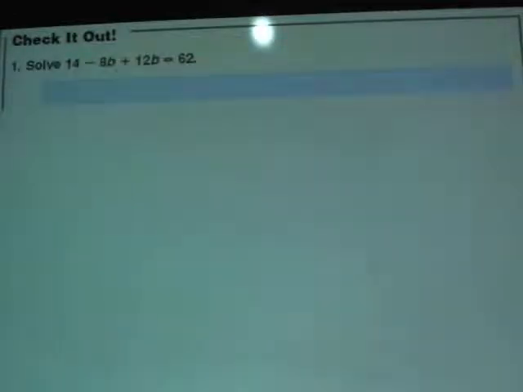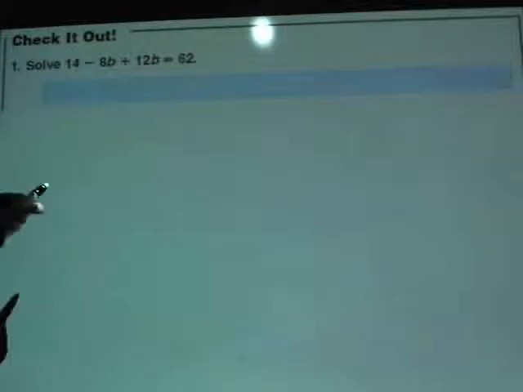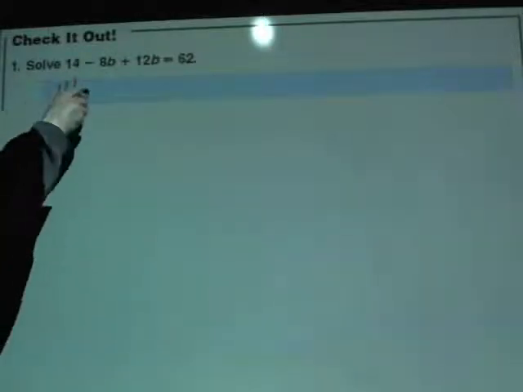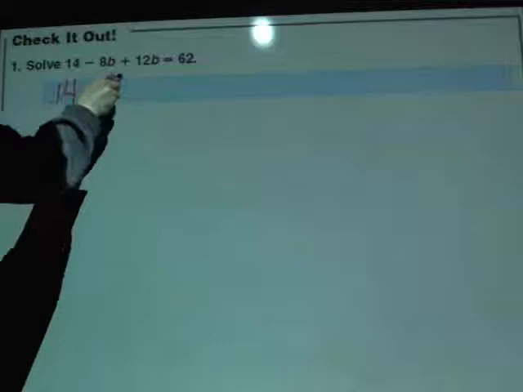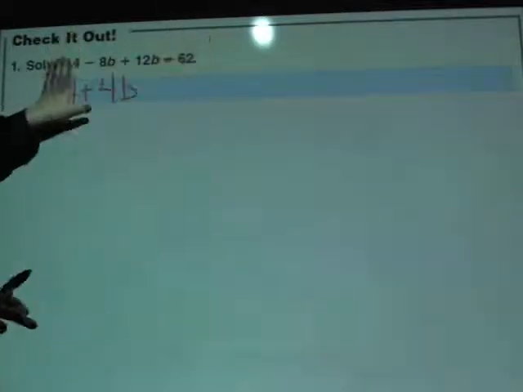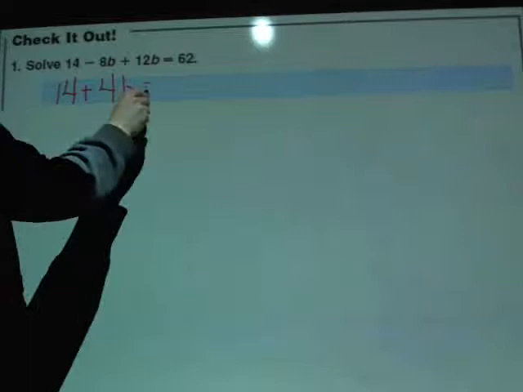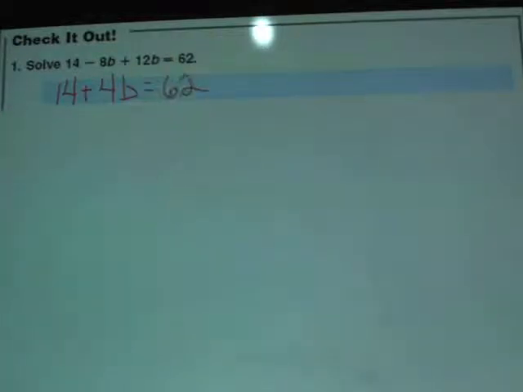And again, I want to remember I'm not doing the opposite side, do the opposite there, because they're not going to the opposite side. They're staying on the same side, the left side, so we're just putting them together. So this is minus 8b plus 12b. That's going to give me positive 4b, since negative 8 plus positive 12 gives me positive 4. So it's 14 plus 4b, and that's going to equal 62.